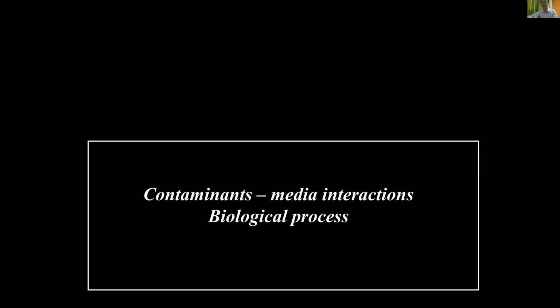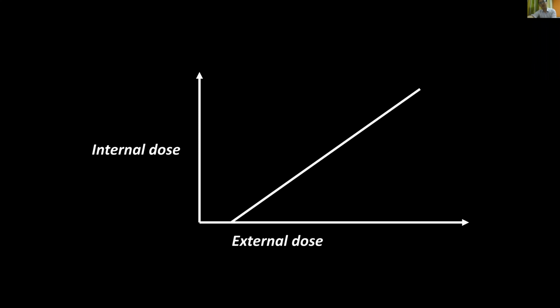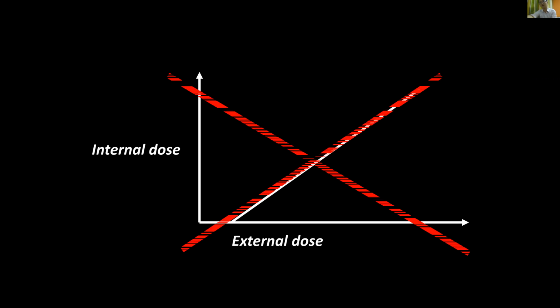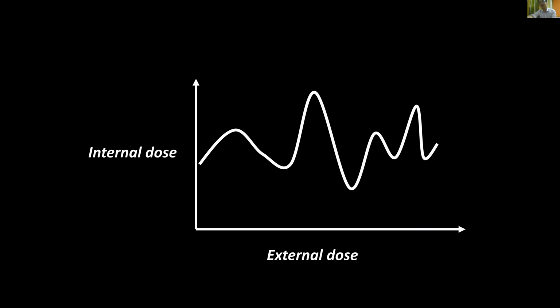So normally we cannot see a linear relationship, because we normally believe that the external dose is linearly related to the internal dose, but actually it's not. Normally what we see in the environment is like this. There is no linear relationship between the internal dose of contaminants and the external dose of contaminants in the environment. And actually the slope of these curves is the bioavailability of contaminants to the organisms.